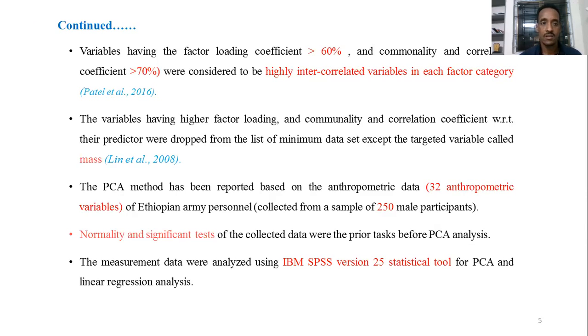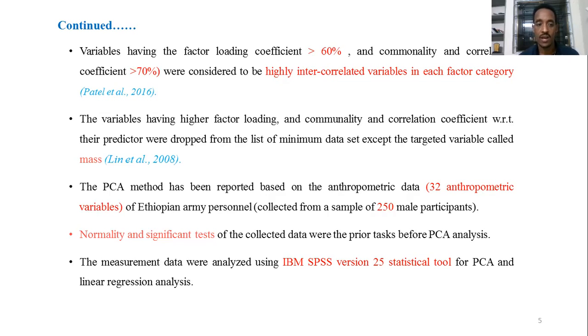The variables having a factor loading coefficient greater than 60% and commonality in correlation coefficient greater than 70% were all considered to be highly intercorrelated variables, or closely related variables in each factor loading category. So if they satisfy this condition, we dropped them, and if they do not satisfy this condition in each category, we include them in the minimum data set.